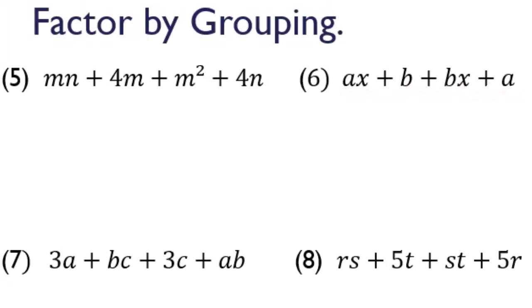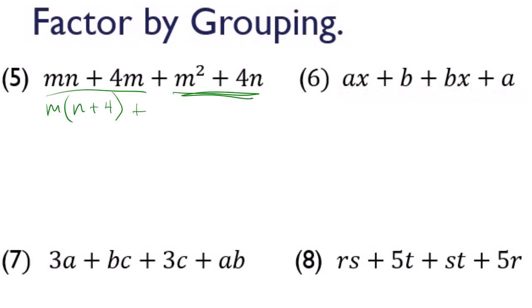All right, so in these next examples, sometimes you have to rearrange things for the grouping method to work, right? Like for example, here, if I look for a common factor, I see that m is a common factor, right? And so then if I factor out an m, I'll have n plus 4 left. Okay, don't write this down just yet.